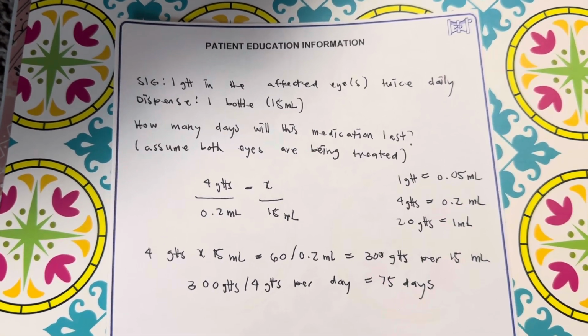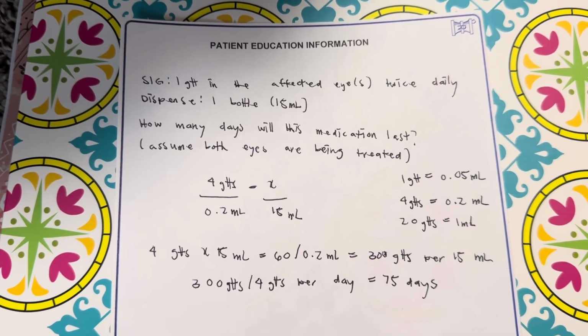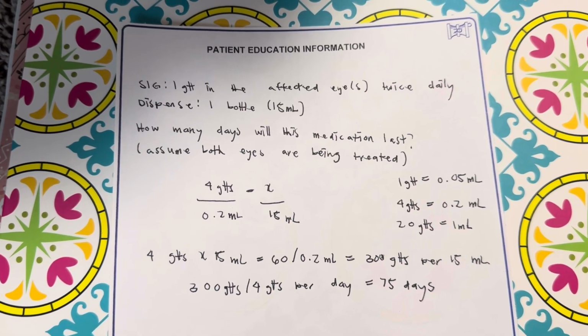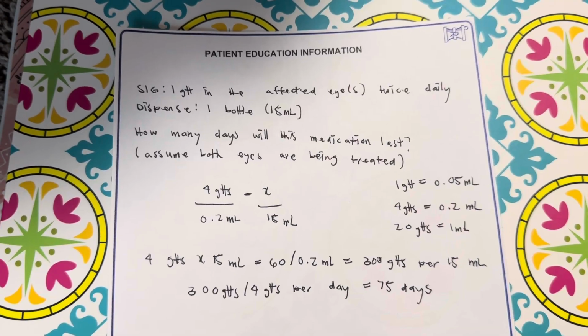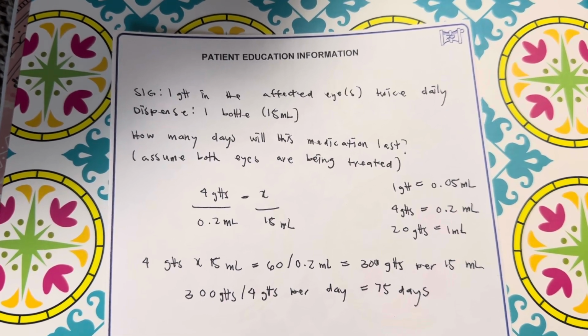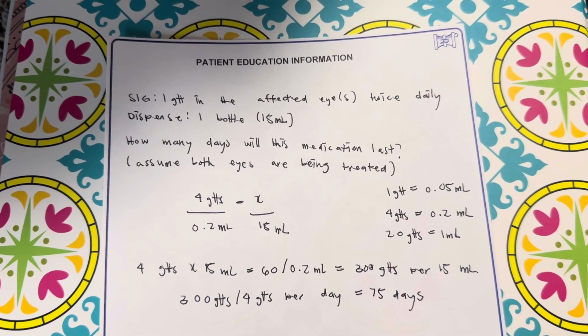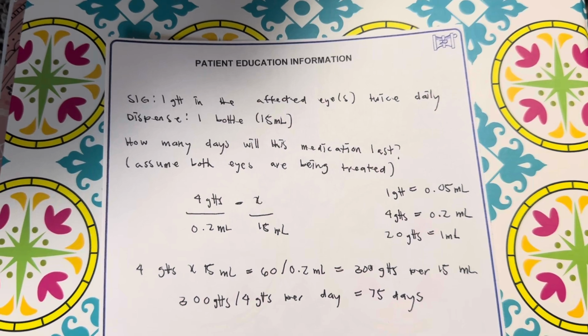And then we'll divide that because you'll see how many days it'll last. So the full bottle, 300 drops divided by 4 drops, since the patient will assumably be taking 4 drops per day. That will equal 75 days.